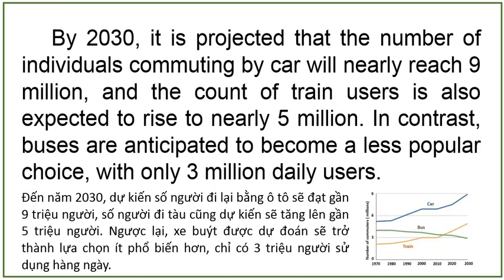By 2030, it is projected that the number of individuals commuting by car will nearly reach 9 million, and the count of train users is also expected to rise to nearly 5 million. In contrast, buses are anticipated to become a less popular choice with only 3 million daily users.